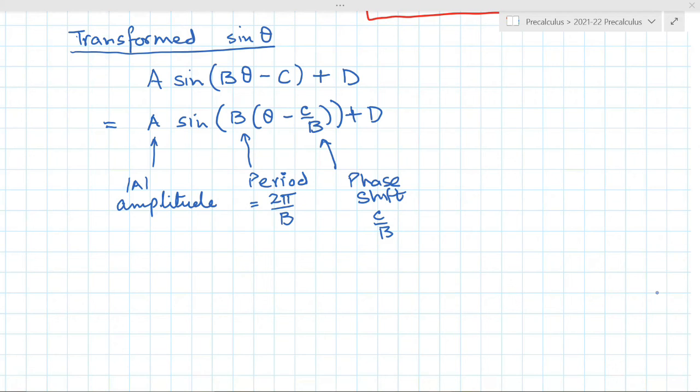So if you have theta plus, then you can write it as theta minus minus, so that you can figure it out. If the phase shift is positive, it is going to the right because it's minus here, right? And then D is the vertical shift. Cosine works the same way. Sine, cosine, they work the same way. The amplitude, the period, the phase shift, vertical shift, they're all the same.